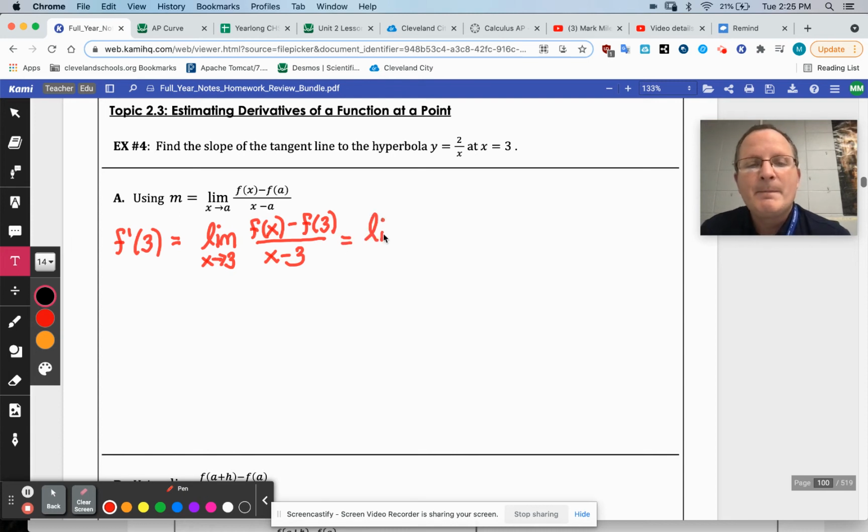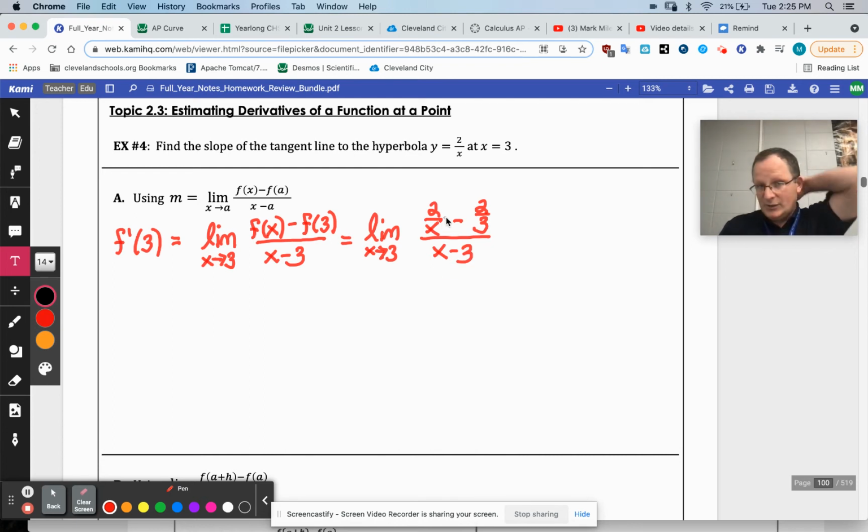So I've got the limit as x approaches 3 of the function, which is 2 over x, minus 3 substituted in, 2 over 3, over x minus 3. And of course, I can't substitute 3 in just yet, because if I do, then I've got the same fraction minus the same fraction, which is 0. And on the bottom, of course, 3 minus 3. All right, so what do we do? Well, we need a common denominator.